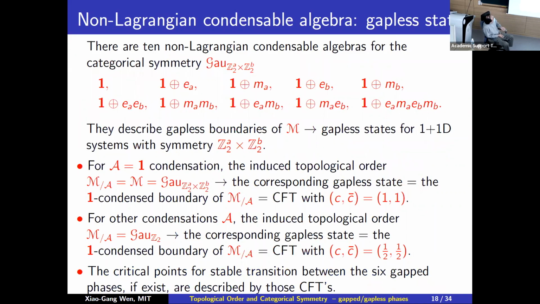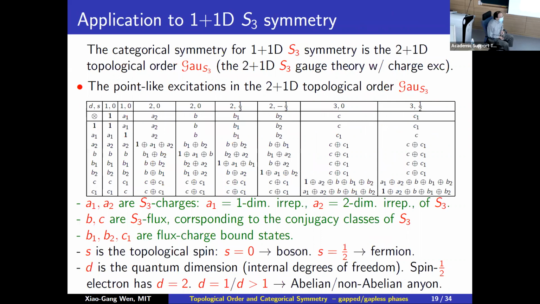Okay, so let's skip this part. For the last 5 minutes, let's go through these three. S3. So S3 is the symmetry. The categorical symmetry is S3 gauge theory. Yeah, we have 8 types of anyons. There are fusion rules. We described this a little bit.